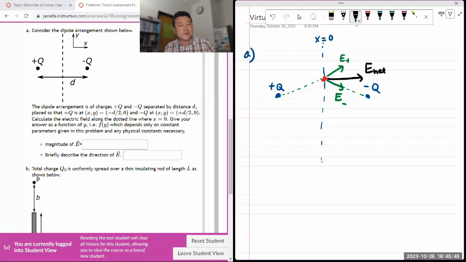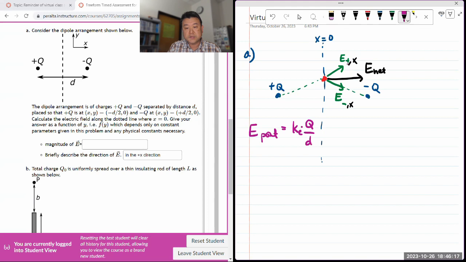Realizing this helps simplify your calculation because you only have to worry about the x component of each of these contributions and not worry about the y component, knowing that they will cancel out. And in fact, the direction of electric field is in the plus x direction. So magnitude of E. Now I have to use Coulomb's law. Coulomb's law tells me the formula for the electric field due to a point charge, which is going to be Coulomb constant times the amount of charge divided by distance.